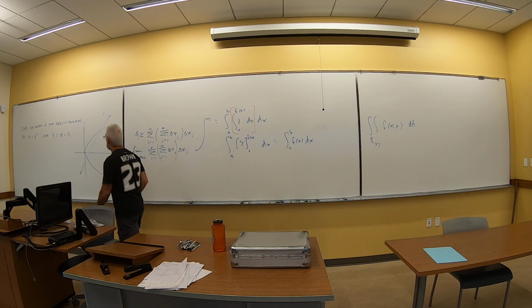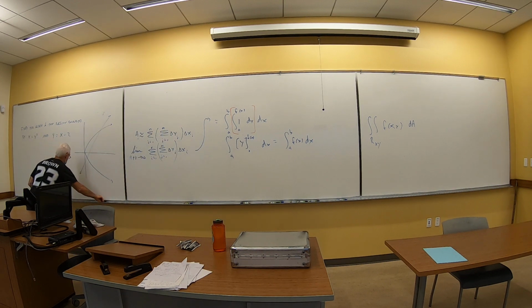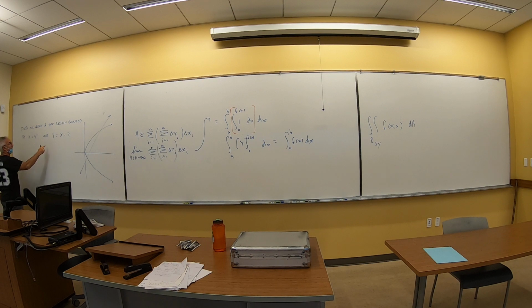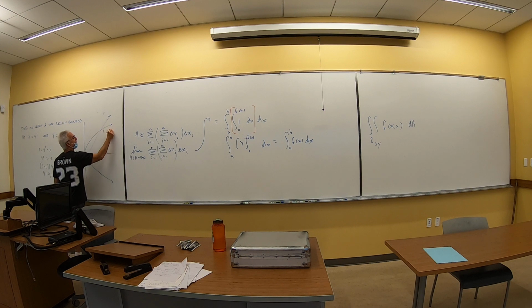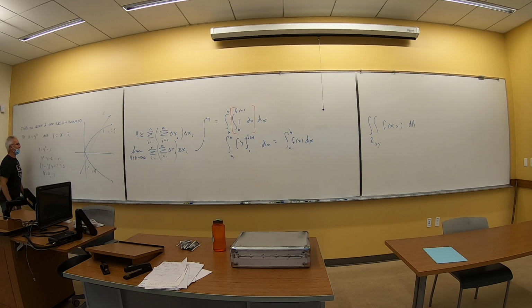Just set the equations equal. So I go back to here, and I'd say, well, let's see. If x equals y squared, then y equals y squared minus 2. So y squared minus y minus 2 is 0. So (y minus 2)(y plus 1) is 0. So y is 2 or negative 1. Okay, well, if y is 2, then x would be 4. If y is negative 1, then x would be positive 1. Okay, good. I found my 2 points of intersection.